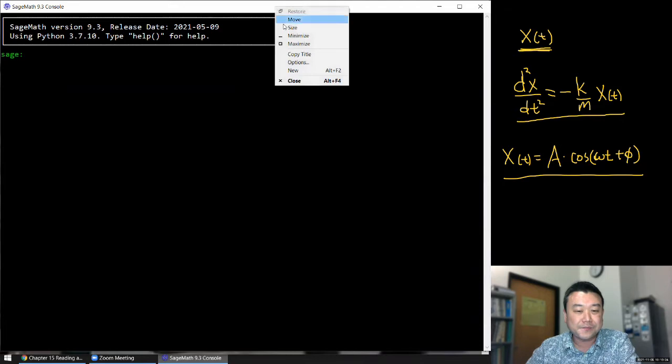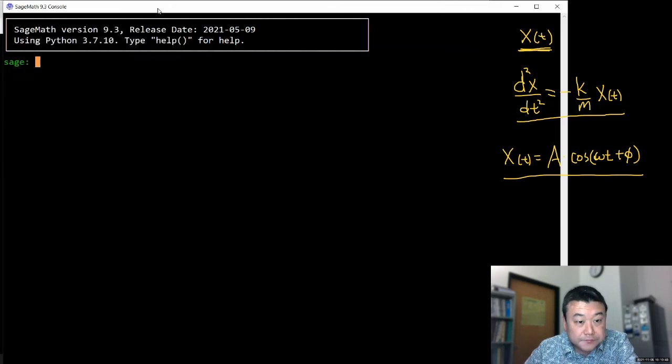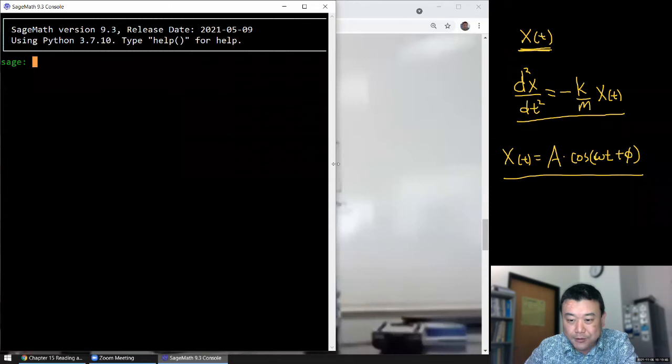There are algorithms for working out differential equations of a certain type, and I'm just going to use this. Let me make the text a little bit larger. So yeah, I will need to work through that.